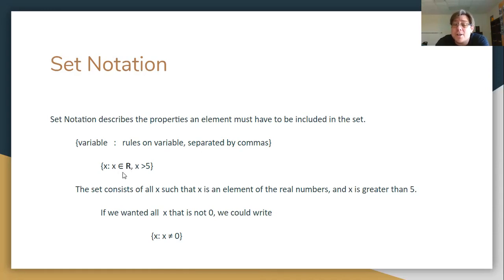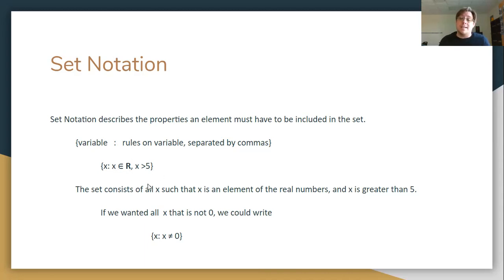For most of our class, we're not going to bother with this. We're going to be talking about the real numbers, so it's only if something else happens that they'll mention it. For example, another rule could be that x has to be bigger than 5. So this would be the set of all x such that x is an element of the real numbers and x is greater than 5.